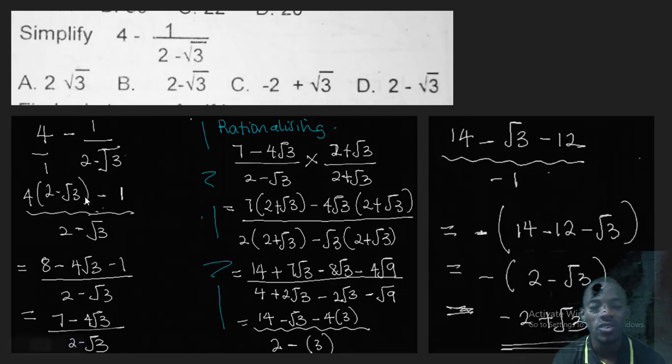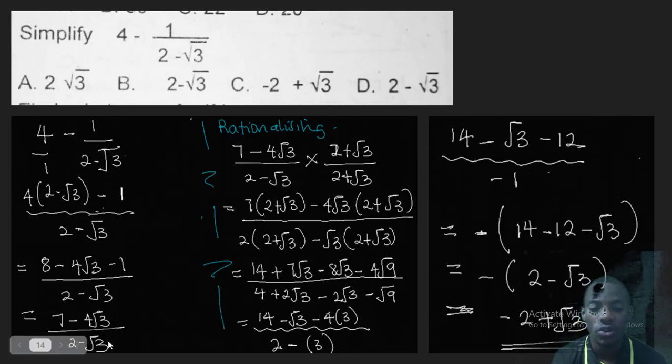Okay, now let's solve this further. That will become multiply into the bracket, that is, expand. 4 times 2 is 8. 4 times root 3 is 4 root 3, minus 1 over 2 minus root 3. 8 minus 1 is actually 7, minus 4 root 3 over 2 minus root 3, right? And this is what I have here. Now, this is my answer, but I can't stop here. I have to rationalize because a surd must not be below a fraction.